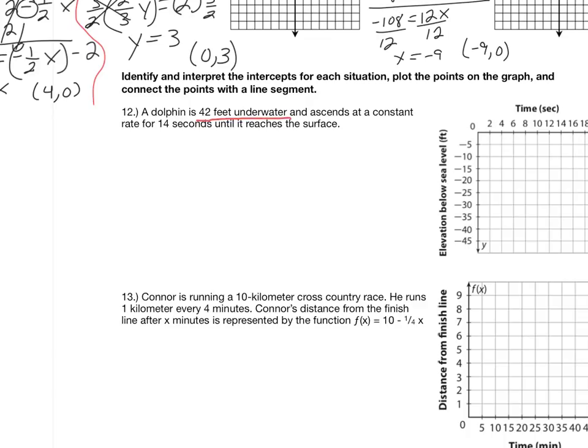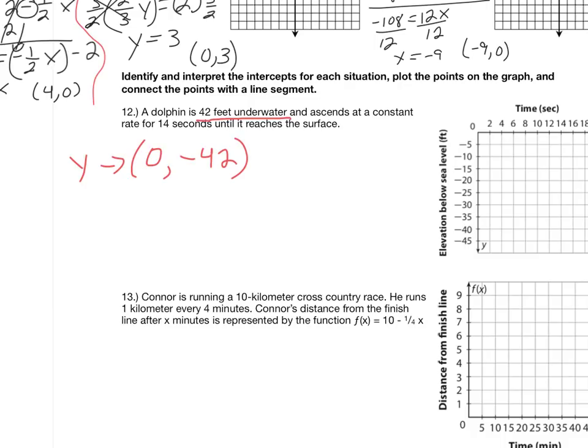Remember, your starting point is normally going to be your y-intercept, right? So what is our y-intercept going to be? Well, because it says underwater, the integer that would represent 42 feet underwater would be negative 42. Our y-intercept would be negative 42, which, as an ordered pair, remember for y-intercept, x is 0. It would be 0, negative 42. That would be your y-intercept.